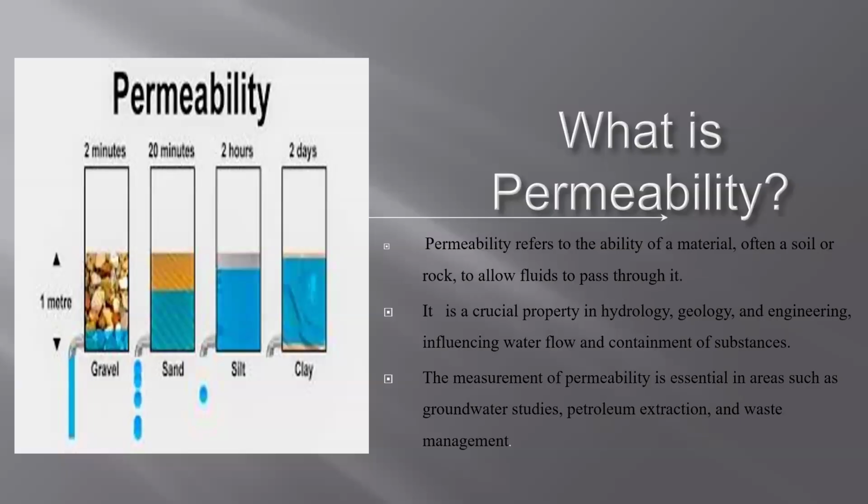In this picture, we see four containers which contain different types of soil: gravel, sand, silt and clay. Water is passing through these materials within different times. In the first container we see gravel, and the water passes within 2 minutes. The flow of water between these four types of soil is different. Permeability shows the basic flow, or the timing of passing water through a given type of soil or rock.